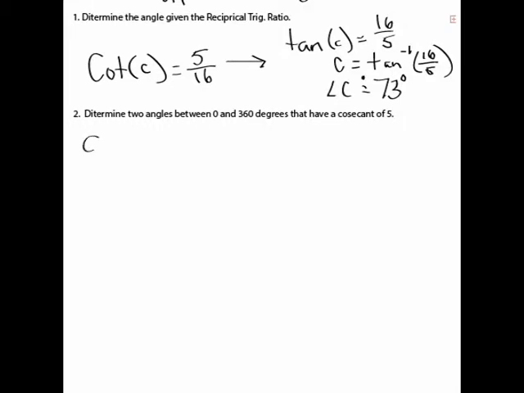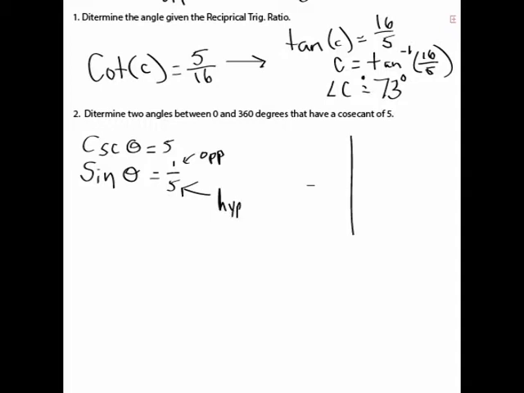The second question asks you to determine two angles between 0 and 360 degrees that have a cosecant of 5. Once again, this question deals with reciprocal trig ratios. Cosecant is equal to 5, which means that sine theta would equal 1 over 5, or opposite over hypotenuse. Using the CAST rule, we can conclude that because our sine is positive, it could only occur in the S or A quadrants of the CAST rule quadrant system.